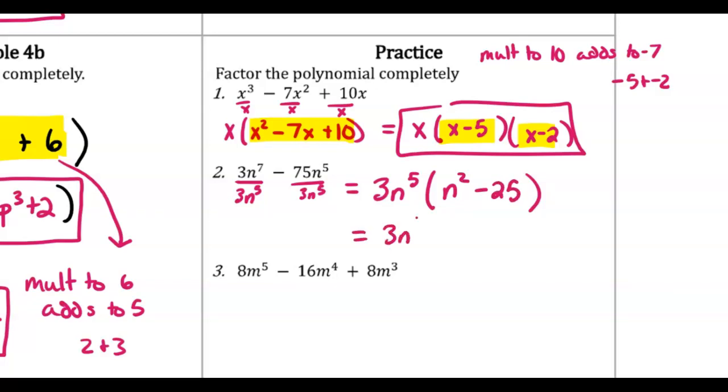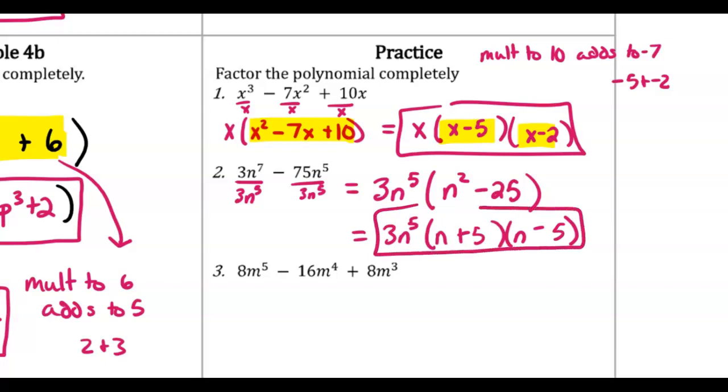Now, that in the parentheses is a difference of squares. It's a perfect square minus another perfect square. So the square root of n squared is n. The square root of 25 is 5. And one of them is plus and one's minus. And all of that together is the factor of that binomial.